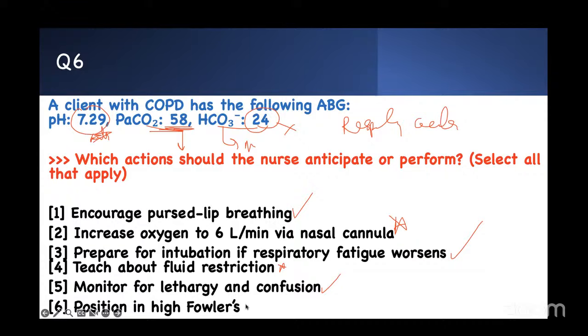Position the client in a high Fowler's position. These are your nursing process. These are steps you take. You implement, you evaluate, and then you figure out what it is. Your implementation and critical thinking tell you: let them breathe with prolonged expiration, then prepare for intubation, monitor for lethargy and confusion, and then implement some strategy by putting the patient in a high Fowler's position. If you get a lot of them right, congratulations. If you miss one, let's work on it.